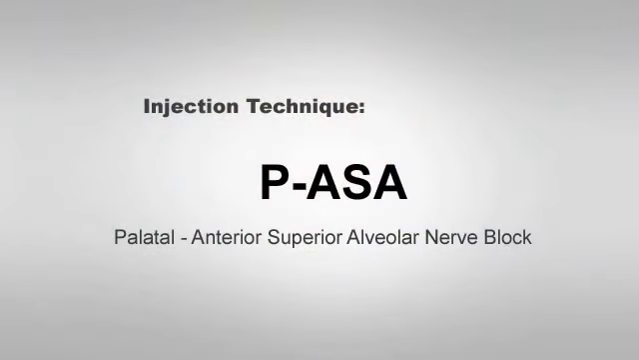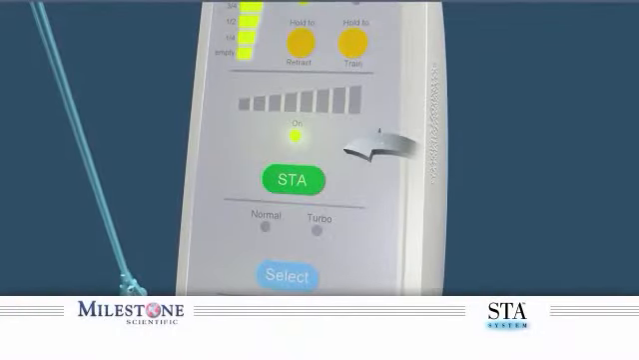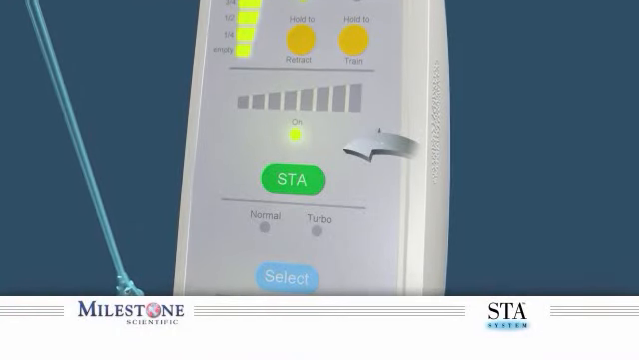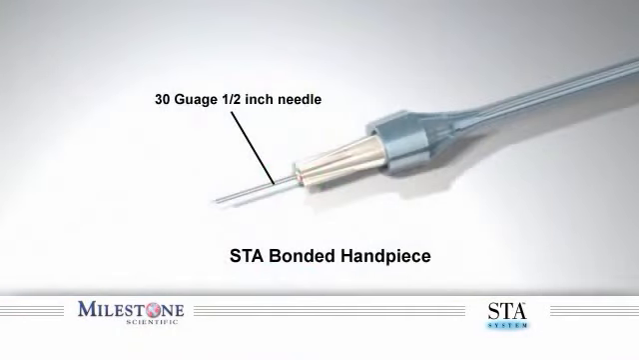Injection technique: PASA, or palatal approach anterior superior alveolar nerve block. Before you begin, verify the wand system is set to the STA mode. It is recommended that you use the 30-gauge half-inch bonded wand handpiece for this injection.